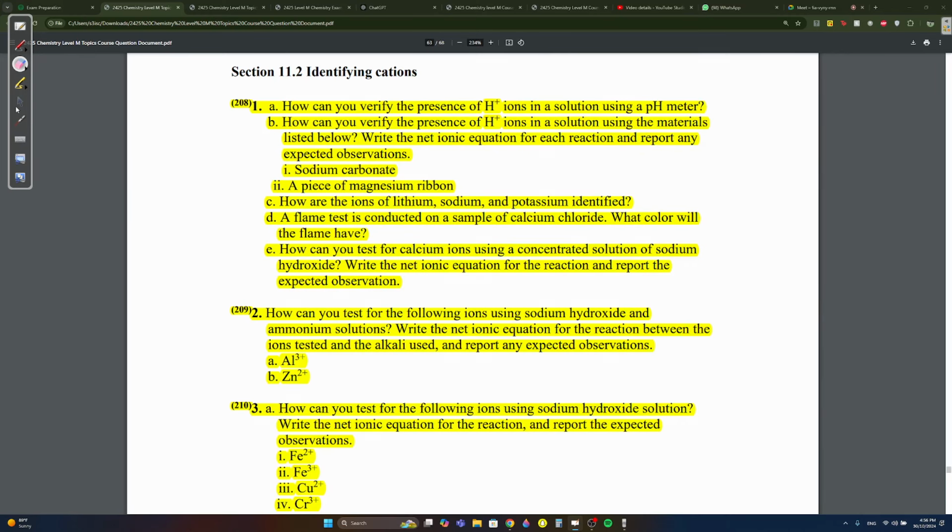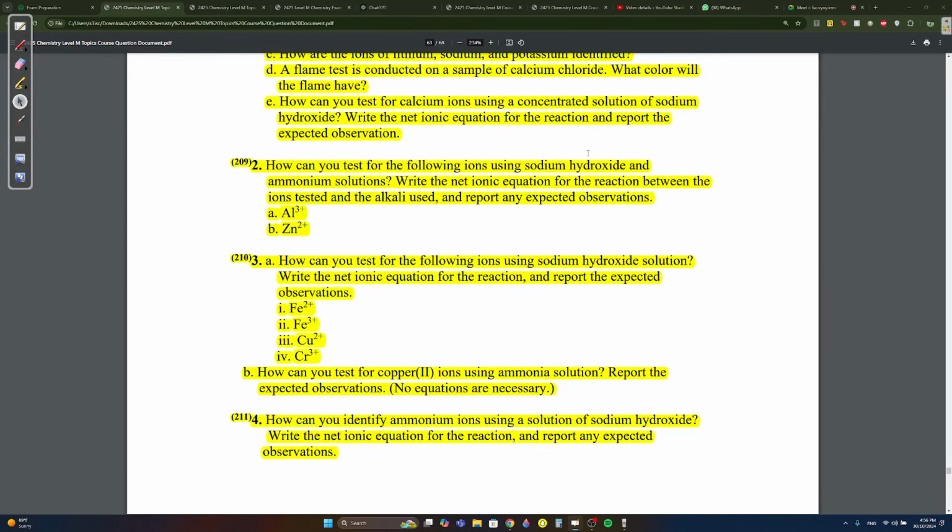Question 2. How can you test for the following ions using sodium hydroxide and ammonia solutions? Write the net ionic equation for the reaction between the ions tested and the alkali used and report any expected observations. Here we should have written the net ionic: Ca2+ plus 2OH- to produce Ca(OH)2.